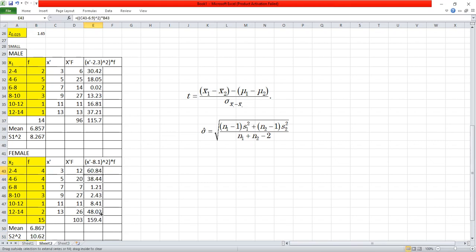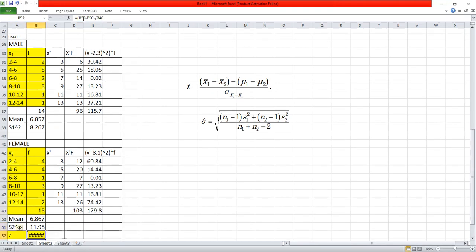Because this is Excel, under that you get 179. We divide this by 15. By 15, we get what? The variance of 11. Here we got a variance of 8.26. Then now we calculate this. I said this one here should be replaced by this one. This is for the equality of variances.